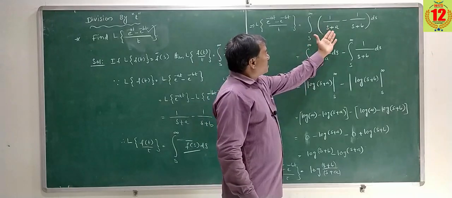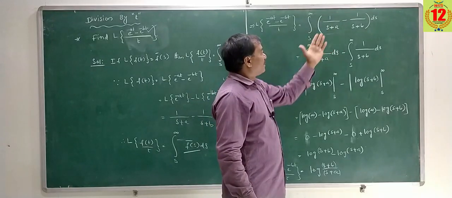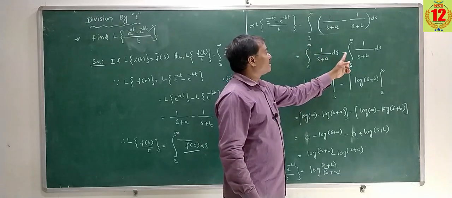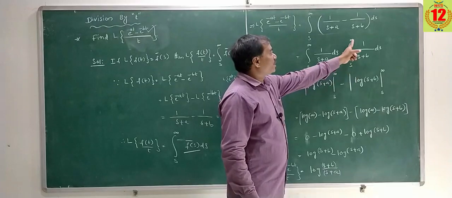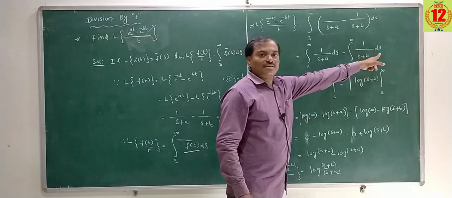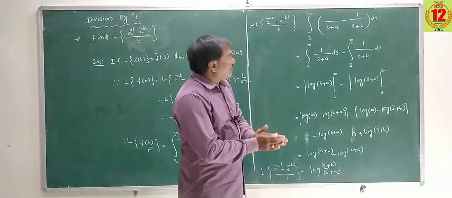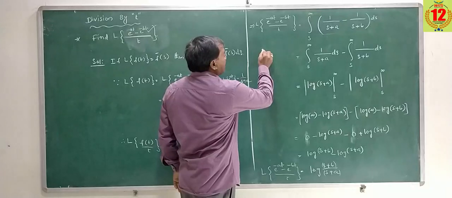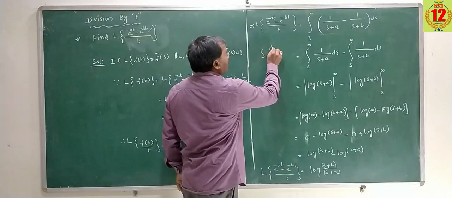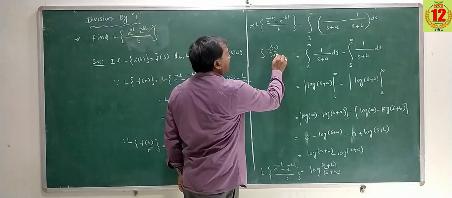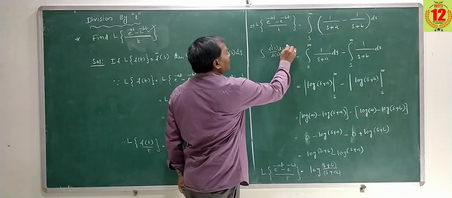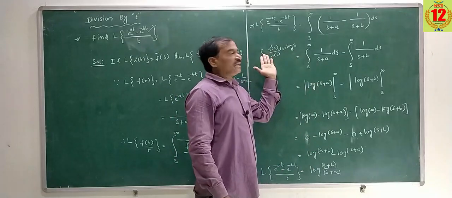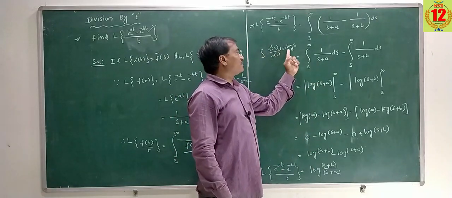Then this function can be written in this form: the integral from s to infinity of 1 by s plus a ds, minus the integral from s to infinity of 1 by s plus b ds. Now we find the integration of this function. This is in the form of the integral of f bar of s by f of s ds, which equals log s.